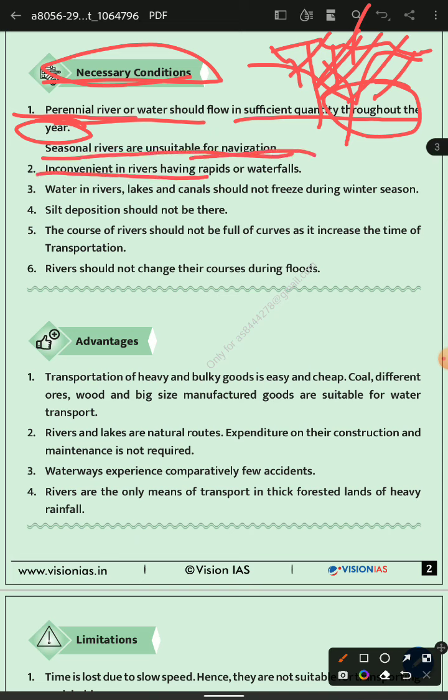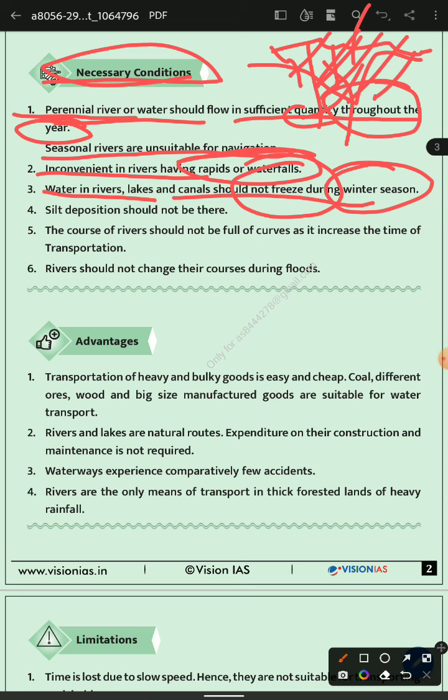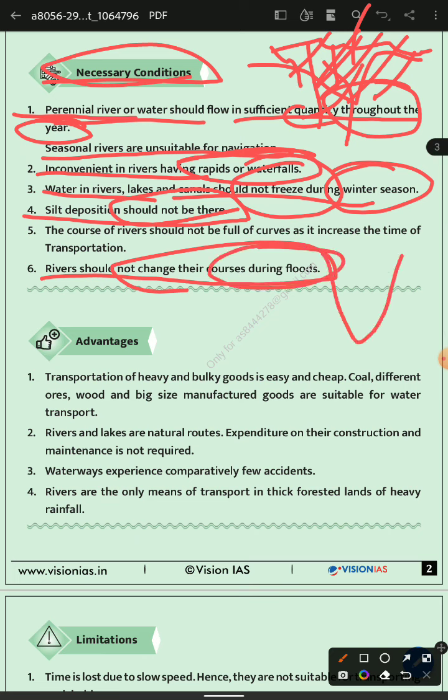The river should not have rapid waterfalls, and the river, lake and canal should not freeze during the winter season, so the water does not form ice. Silt deposition should not occur, and the river should not change its source or its own path during floods. This is the drainage system of the Ganga, Brahmaputra and Yamuna rivers.